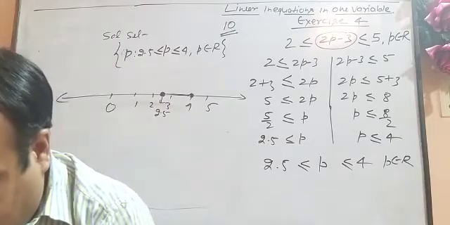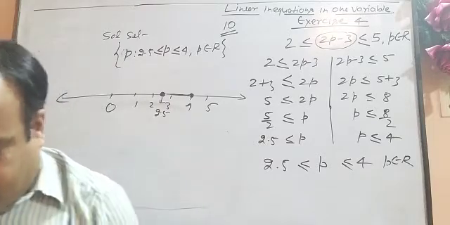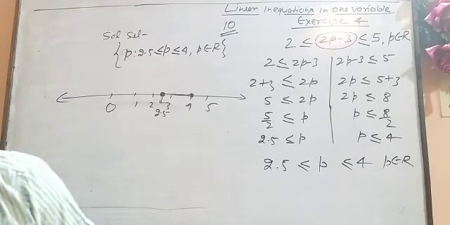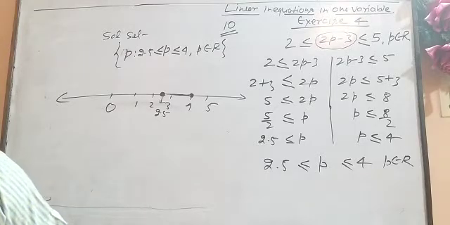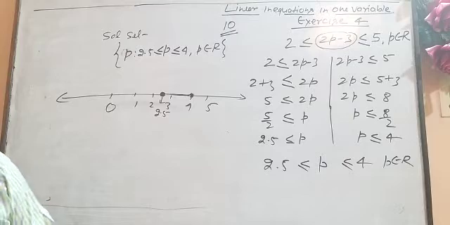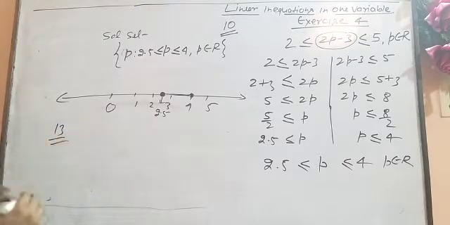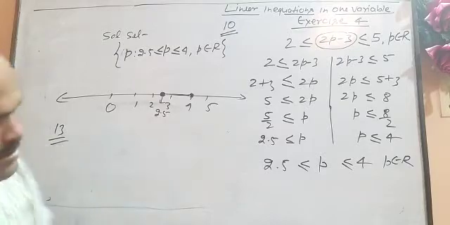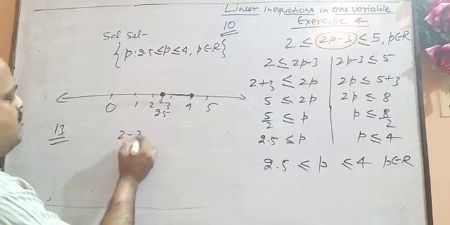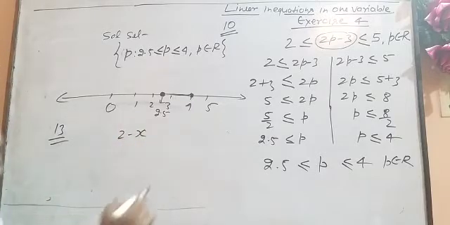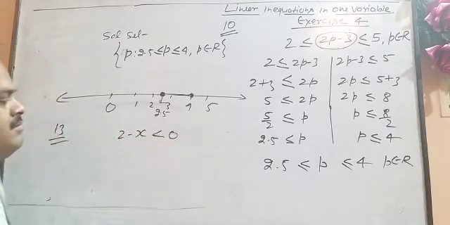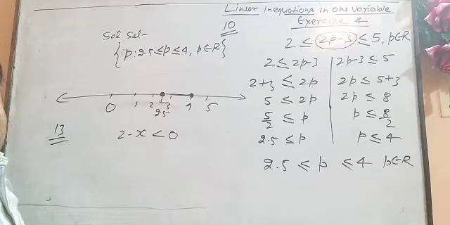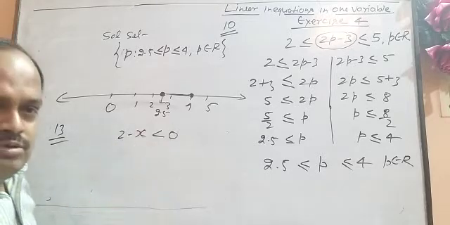Now next question. Next question is question number 13. 13 is answer true or false. What statement we have? 2 minus x is less than 0. Let us simplify this. Then we will write true or false.